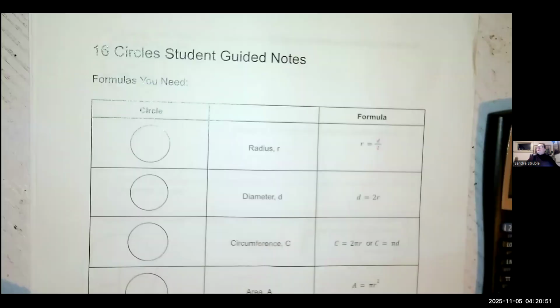Let's cover circles. This is number 16 in our guided notes. We're going to talk about the different parts of the circle, and this is only going to give you the information you need to prepare for your next class. These are the formulas you need.